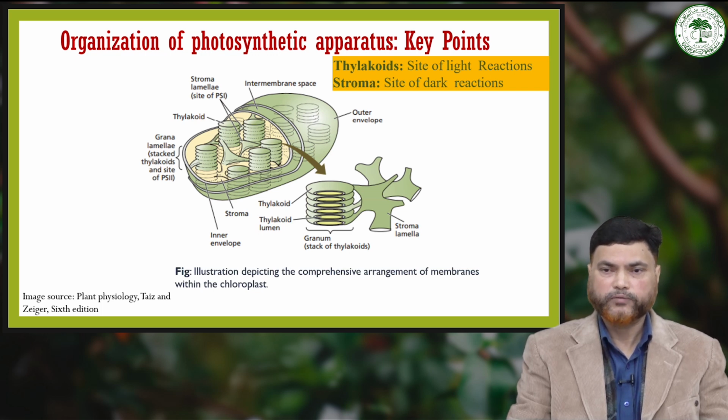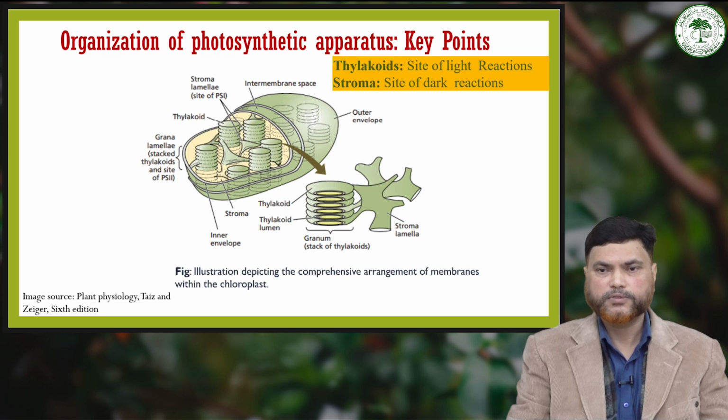Further, the thylakoids are closely associated and form stacked membranes called grana lamellae, while exposed membranes without stacking are known as stroma lamellae. So you must understand the difference between grana lamellae and stroma lamellae. Generally, each chloroplast consists of about 10 to 100 grana, and both these thylakoid membranes and stroma lamellae are made up of lipid bilayer and protein as usual.